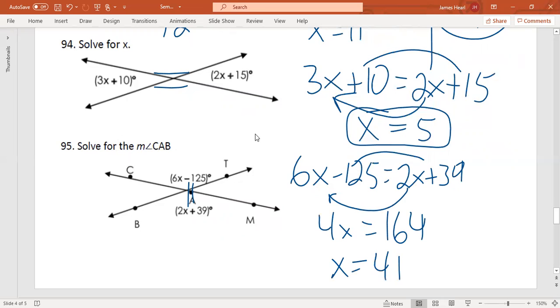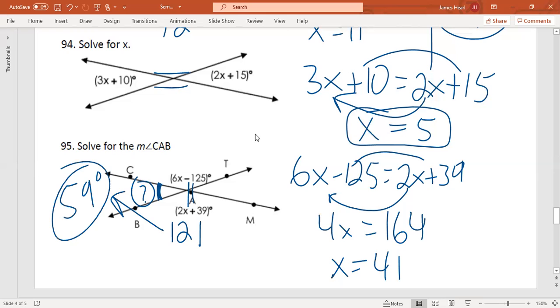If we divide the 4 out, it's going to come out to be 41. Now the question asks to figure out the measurement of this angle here, CAB. So let's go plug our 41 in. You can plug it into either one of them. It's not going to matter. The bottom one's a little nicer on the math. 2 times 41 gives me 82 plus 39 means this angle is 121. So its linear pair supplement has to be the remaining 59 degrees to make it a total of 180 for a straight line.